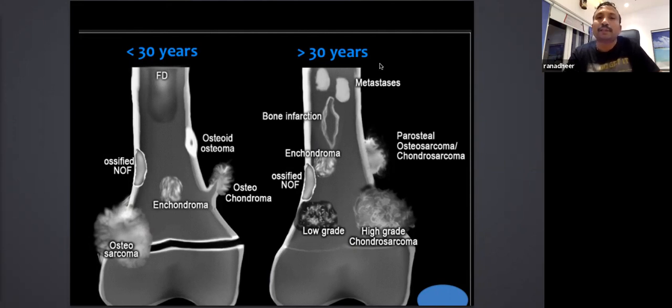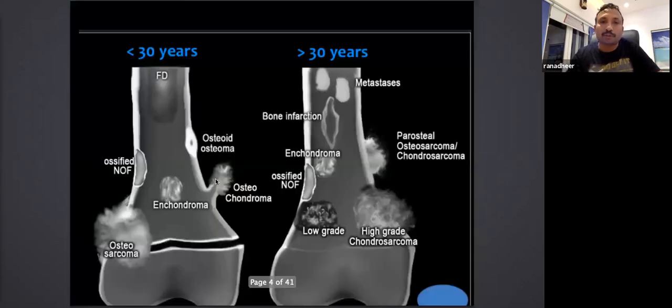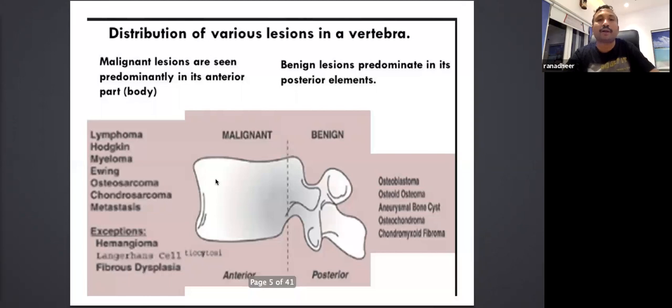More than 30 years: if it is a bone infarction, diaphyseal, metastasis, periosteal; if it is metadiaphyseal, periosteal osteosarcoma; if it is epiphyseal, it is high grade chondrosarcoma, all these things. So, malignant lesions, this is about the long bones. If it is in the vertebra, consider the anterior and posterior parts. In the posterior part, if they are involving the pedicles, they are metastasis.